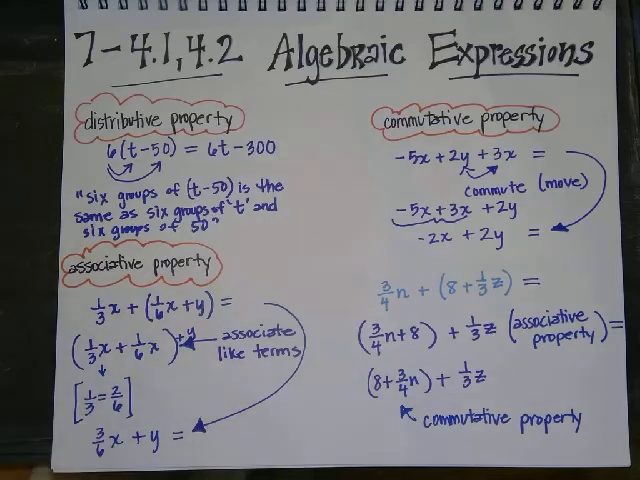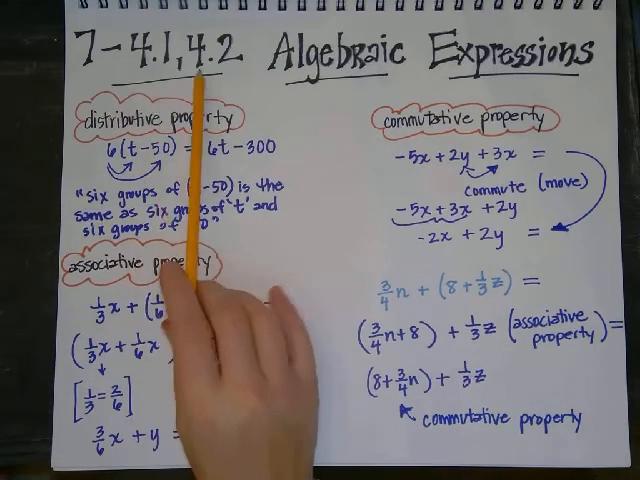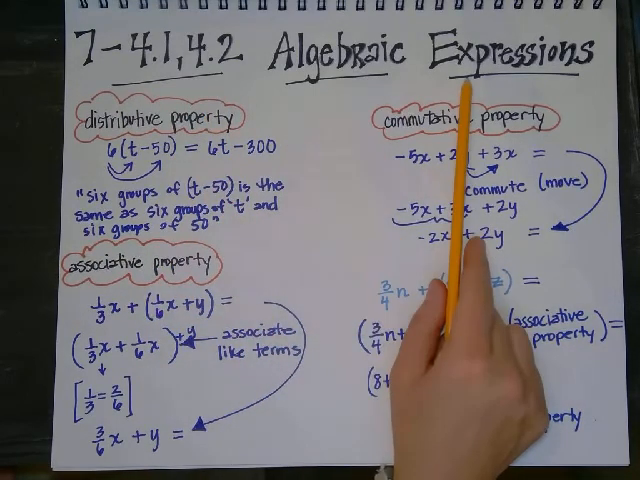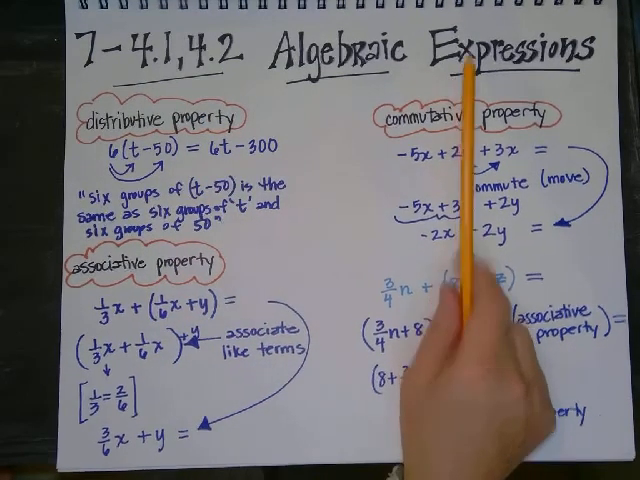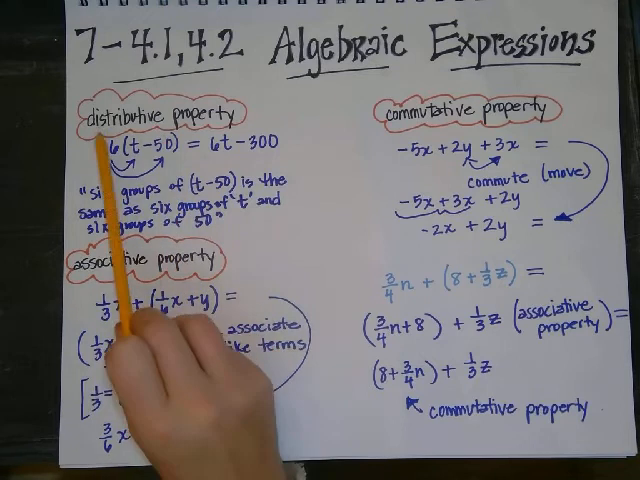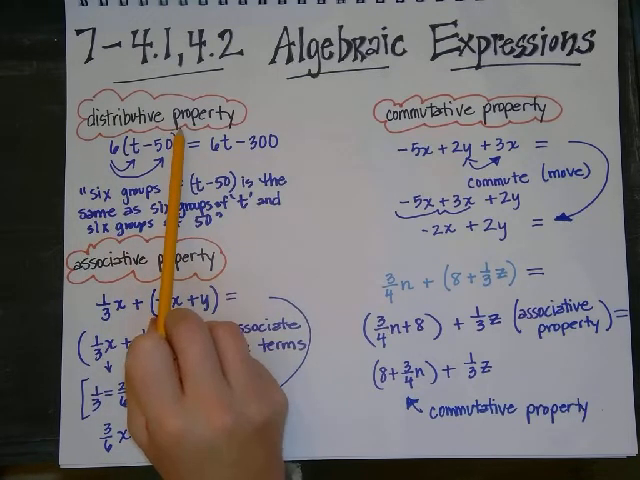I'm going to talk about the 7th grade sections 4.1 and 4.2. Both of these sections have to do with algebraic expressions, and they have to do with using our properties of math to be able to simplify algebraic expressions. So the first one I want to review with you guys is the distributive property.